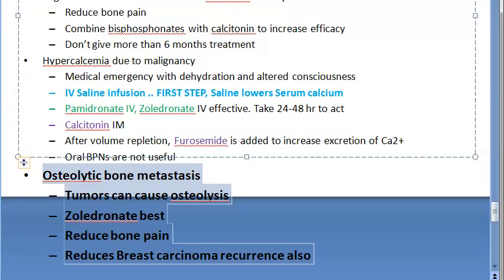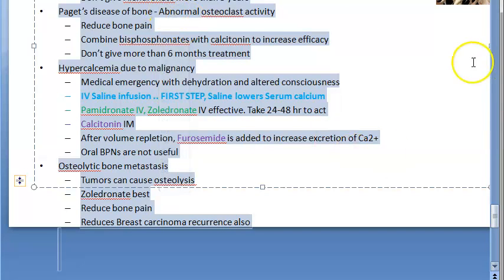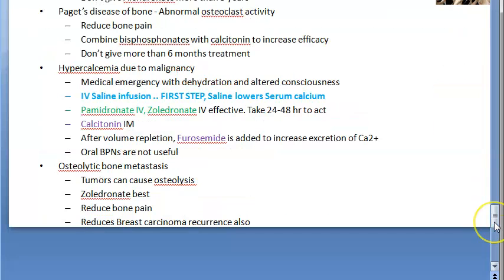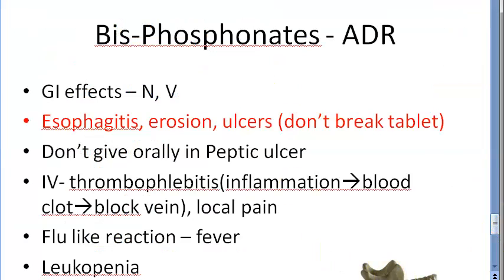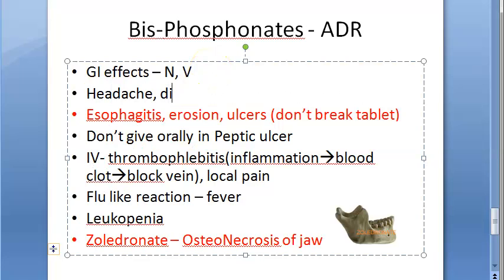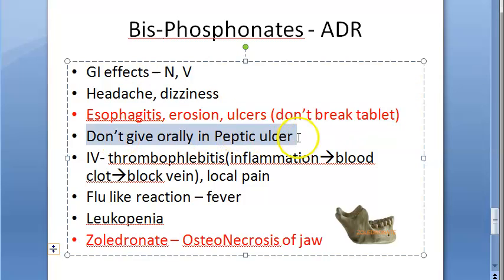So that was about the uses of bisphosphonates. In detail, we looked at the uses of bisphosphonates. Now, the last slide is on the adverse drug reactions of bisphosphonates. Because it is given orally, there is GI upset: nausea, vomiting, and you can write headache, dizziness, all those standard things. Esophagitis, erosion of the esophagus, ulcers, very important, so don't break the tablet. Don't give orally if the person has a peptic ulcer, it is contraindicated.